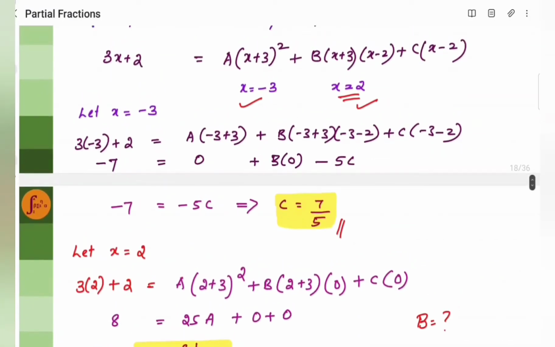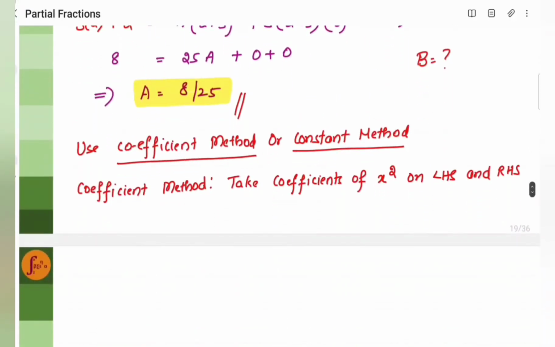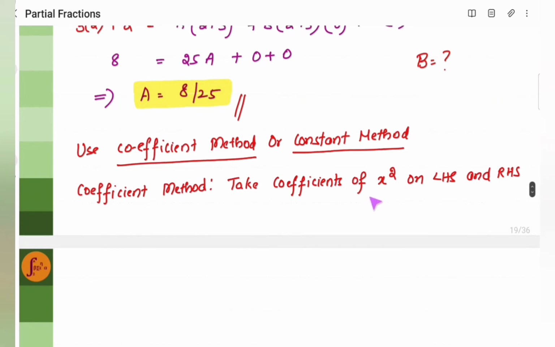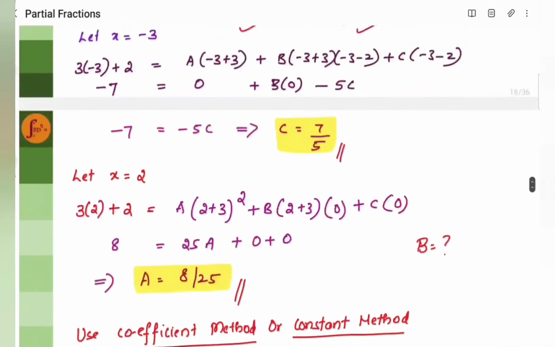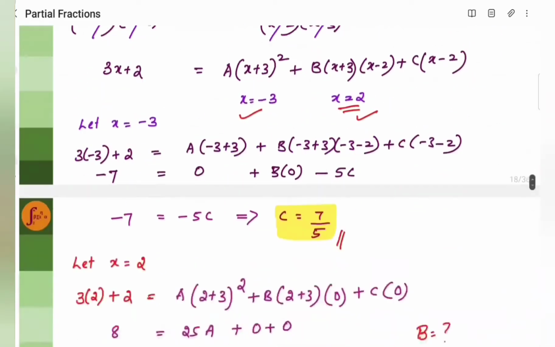To find the value of B, there are two methods. Either we use the coefficient method or the constant method. Simple. What we have to do is take the coefficients of x square from this expression, and here also we take the coefficients of x square. And from the equation, we find out the value of B. We can also use another method called the constant method. First, let's figure out the coefficient method.